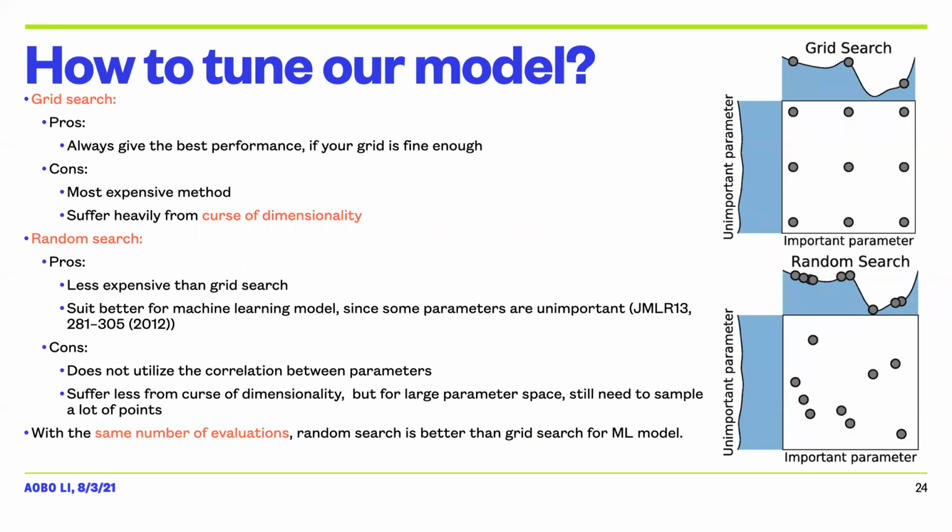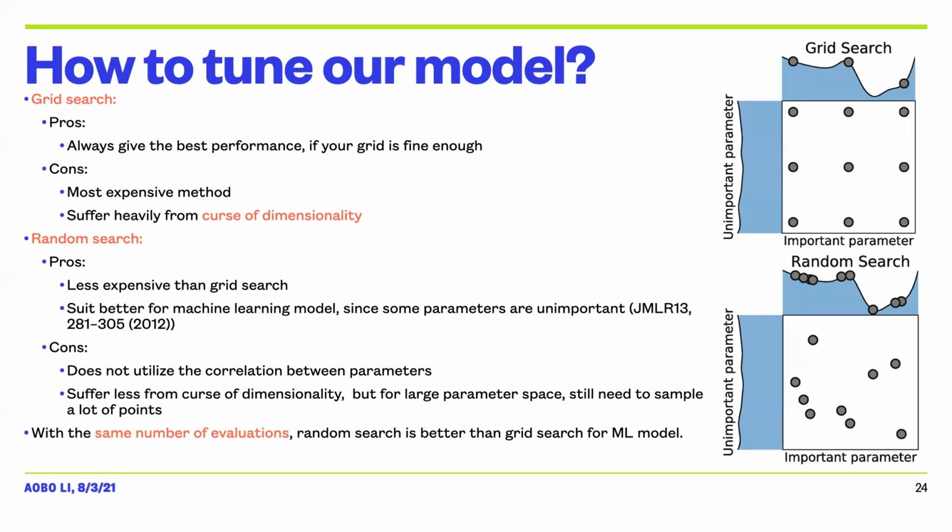I think this is a pretty popular technique. The pros of a grid search is that it always gives the best performance if your grid is fine enough. But the con is that it is the most expensive method, and it also suffers heavily from the curse of dimensionality. The idea of the curse of dimensionality is that the space you need to search grows very quickly as you increase the dimension.